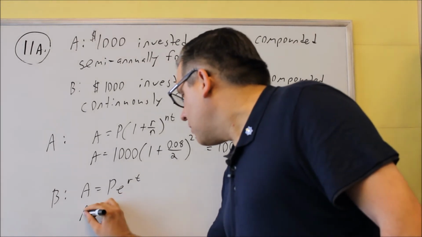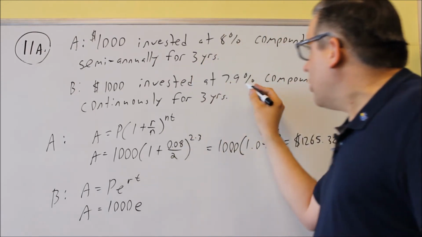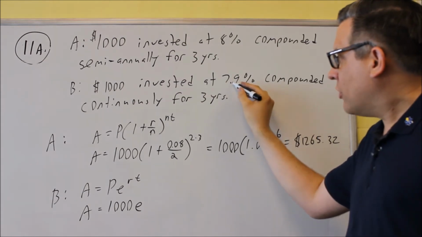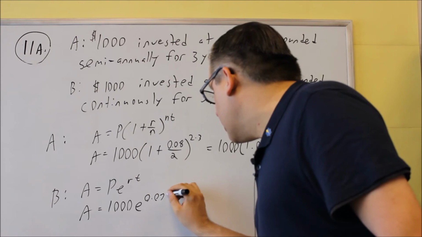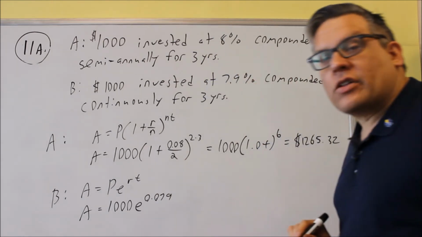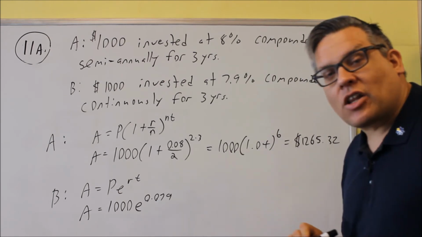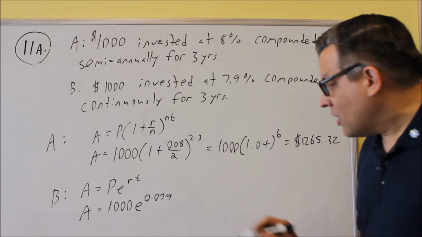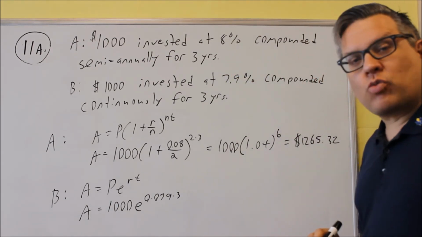Let's use that one. It's going to be 1,000 times E, and this time we have a different interest rate, 7.9%. We're still going to move the decimal place over 2 places, and you're going to get 0.079. Don't round that up. We got to leave it specifically as 0.079. So you have to make sure you don't do any rounding with your interest rate. And then that's times time. It's going to be times 3 years once again.